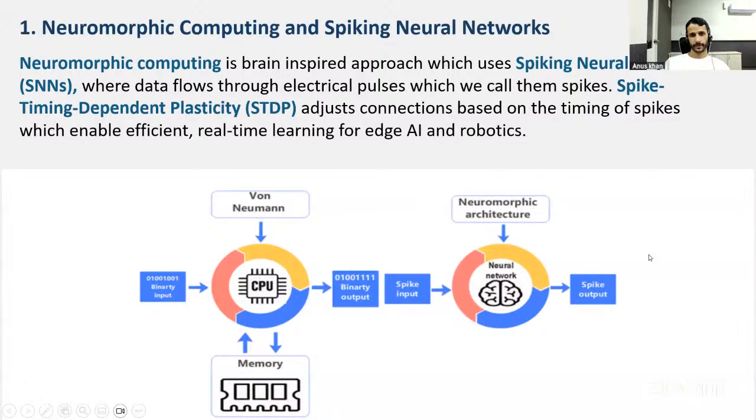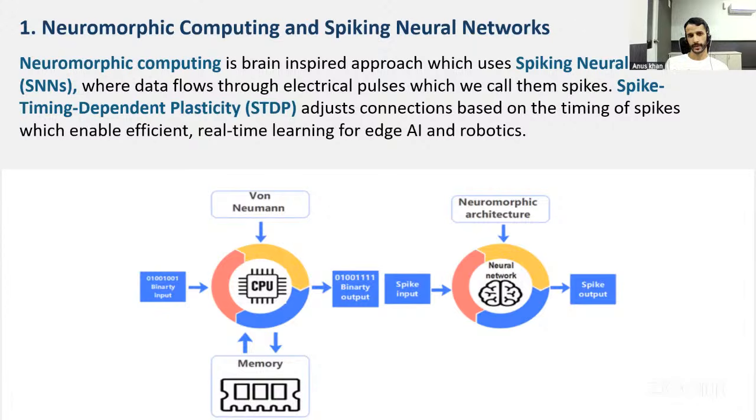Neuromorphic computing and agentic federated learning and spiking neural networks. Before we deep dive into neuromorphic computing, first we need to understand what neuromorphic computing is. Neuromorphic computing is a brain-inspired approach, in hardware and software, which uses SNNs, spiking neural networks, where neurons communicate through discrete electric pulses, which we call spikes.